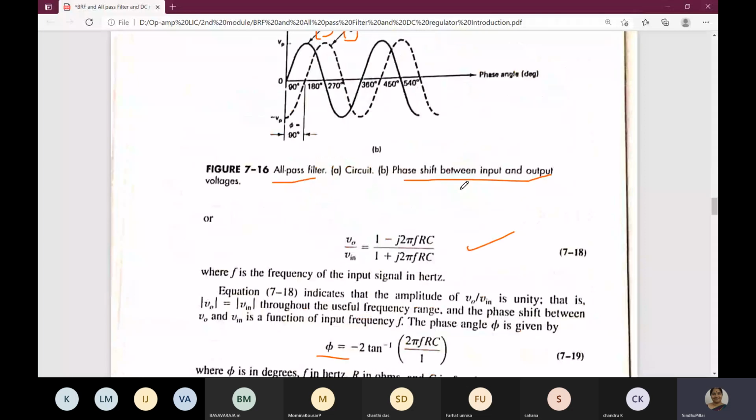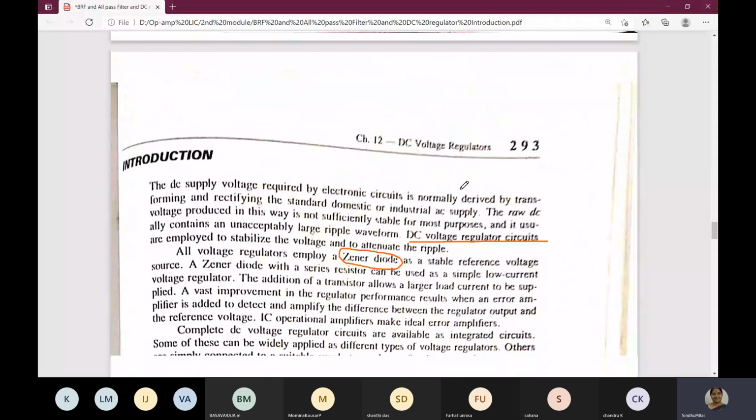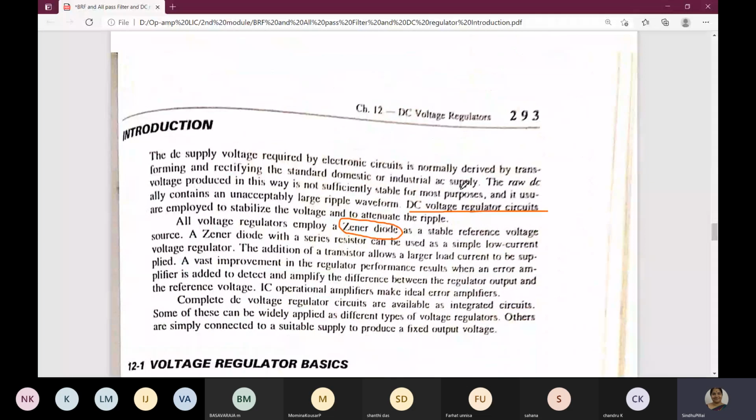So this is about all pass filters. Next we'll see some introduction to DC voltage regulators. What is a voltage regulator? You might have heard of regulation. We use it for all our appliances; a regulator is given for us. A supply voltage regulator will see that even though there are variations in the supply voltage, the output should be stable. The output which goes to all our electronic appliances should be stable, so that the device is not affected by fluctuations in our supply.